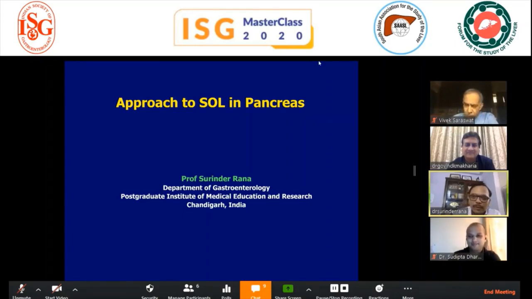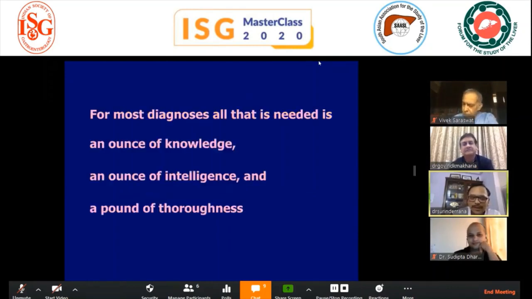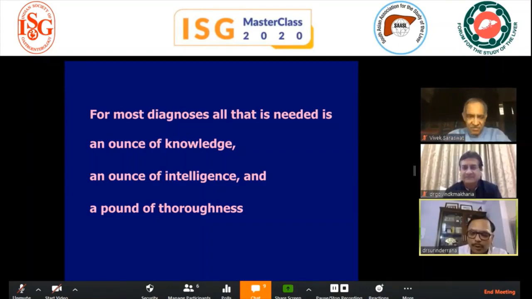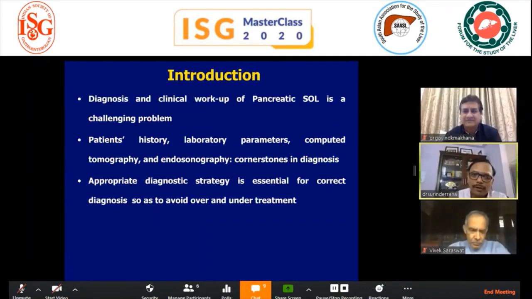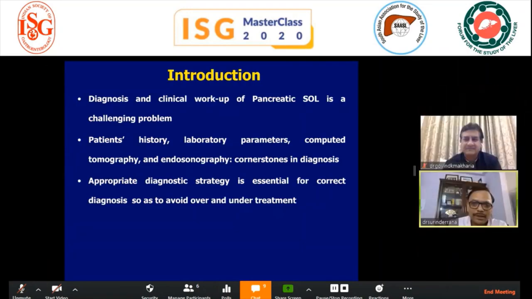So we're going to talk about how to approach a patient with an SOL in pancreas. And this was a very great quote which I found in Lancet in 1980s, which says that for most diagnosis, all that is needed is an ounce of knowledge, an ounce of intelligence, and a pound of thoroughness. So hence, it's very important to have a systematic and thorough approach to establish a diagnosis for any disease, and more aptly for a pancreatic space occupying lesion.